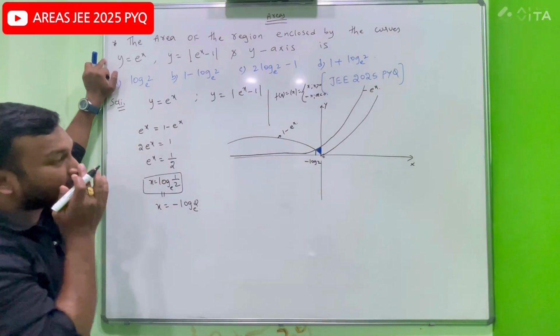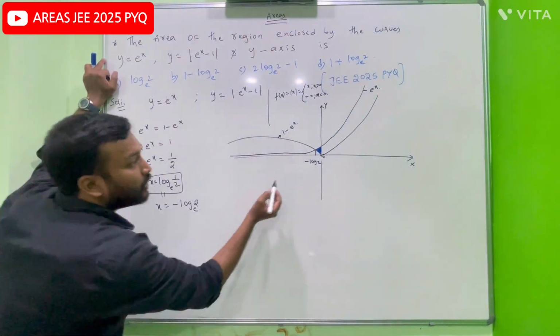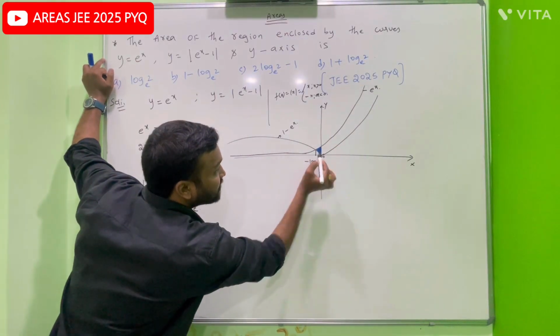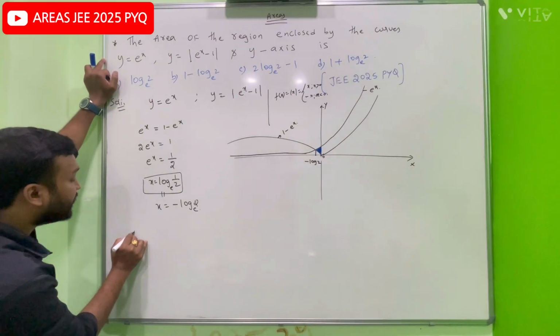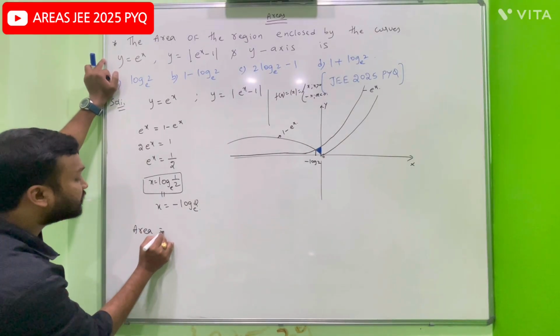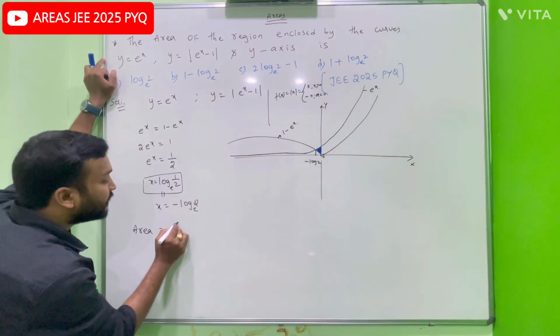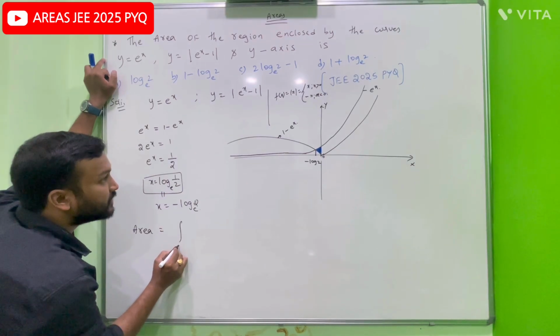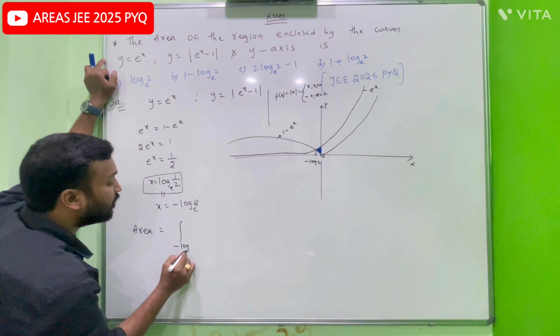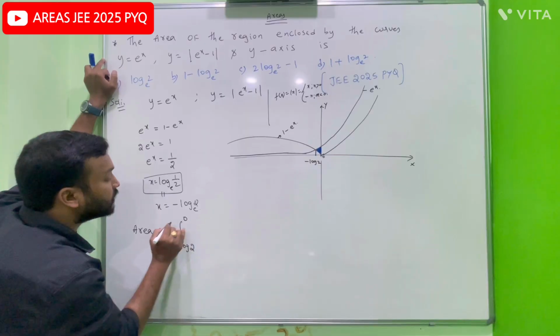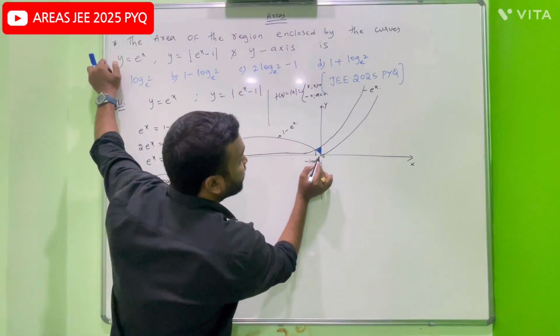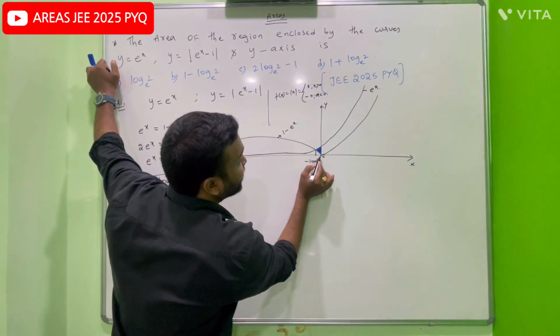Now, this is how integration starts: this point is the lower limit and this is the upper limit. We have to find the area. The area is equal to the integration from minus log 2 to 0 of the upper curve minus the lower curve.